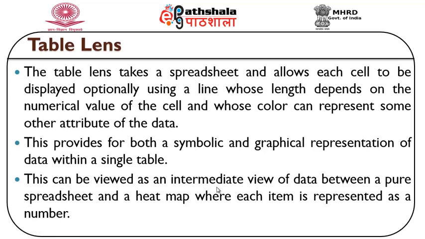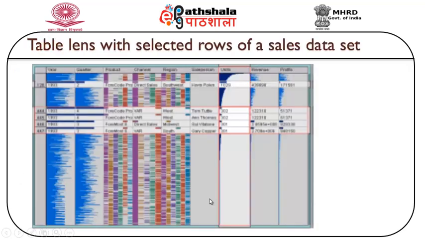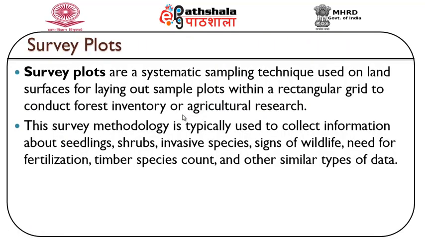So the table lens can be represented as an intermediate view between a pure spreadsheet as well as a heat map. This is an example table lens wherein you can see there are a set of rows that are being selected, and this table lens view shows the sales data set. So you have a specific set of data that are being selected. Each and every data represents a particular cell in an Excel sheet. The value is also represented. The color represents some specific attribute of that data. So this is an example of a table lens.